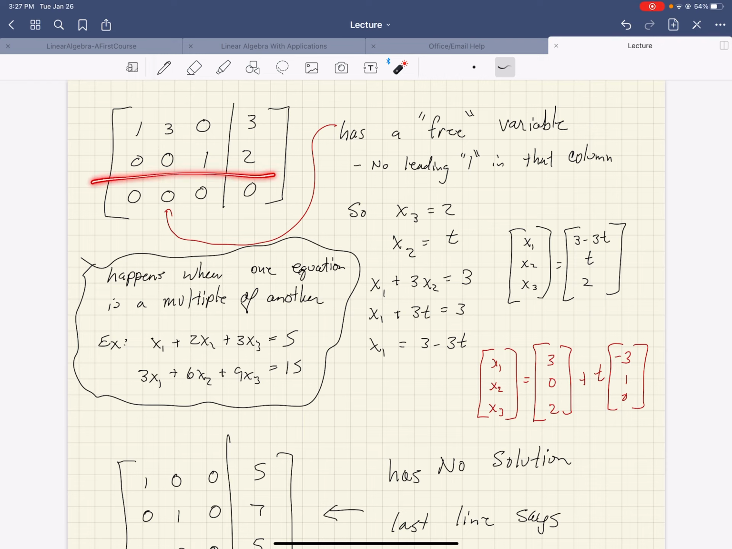So when you get a row of all zeros, that's a tautology. That's totally true, that no x1s plus no x2s plus no x3s is always nothing, no matter what those are. And so that's always true for every value. That's called a tautology. And that always true means you have a lot of solutions.